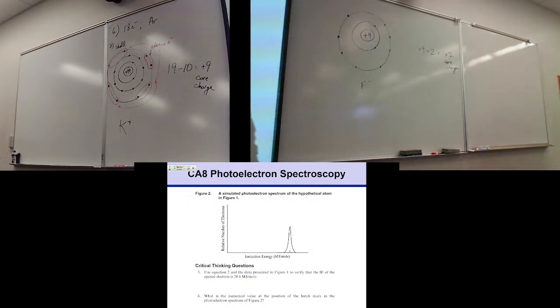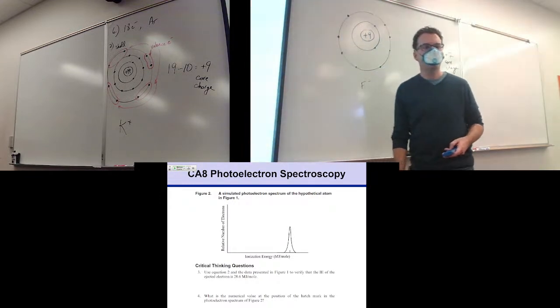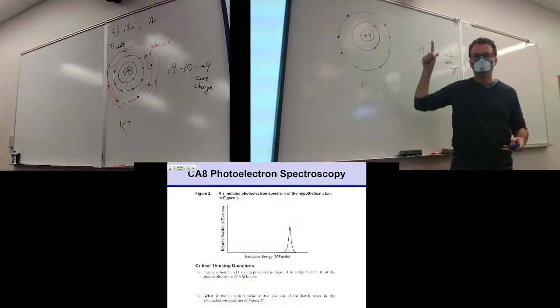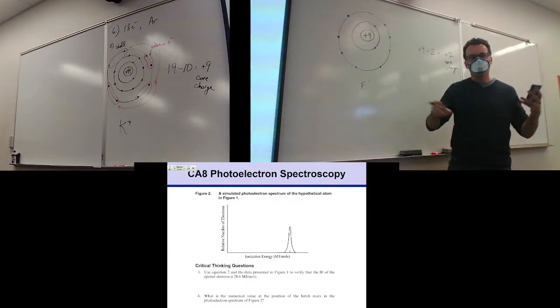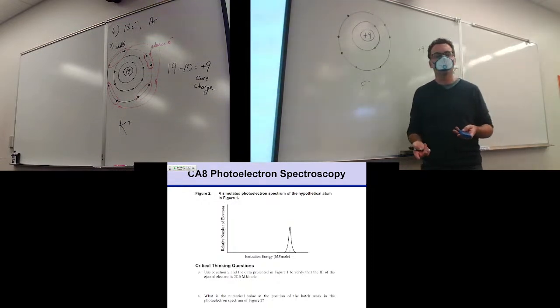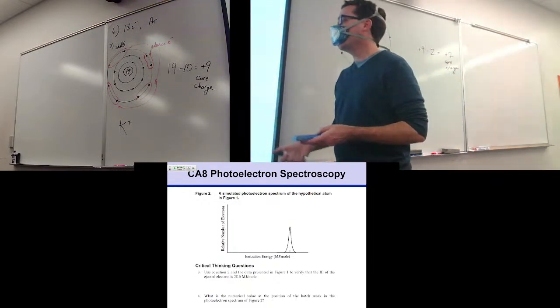And on the y-axis, all we see is something called relative number of electrons. This is basically the signal from the detector. The detector is going to see a constant stream of beep, beep, beep when you get the right energy. But it's not going to be able to count precisely the number of electrons per atom. It's just going to give us a signal. That's it.